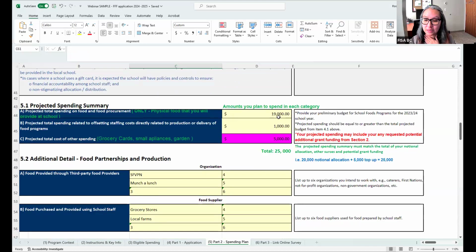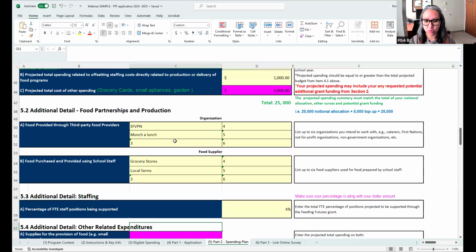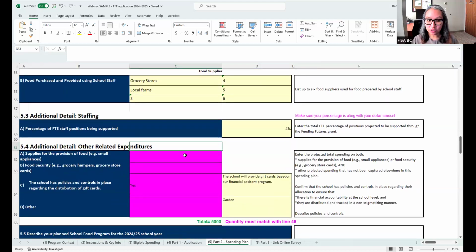Your food procurement, that will probably be the question that you were having, is here. This is the number where you're going to put all the money that you're going to spend on physical food that you're actually giving to the children during your school time. This is the number you're going to use to pay your staff. And this is the number you're going to use for other things that are not food, hopefully your grocery carts or small appliances or garden. I can say appliances wrong, but okay. I'm going to continue now with line 59.